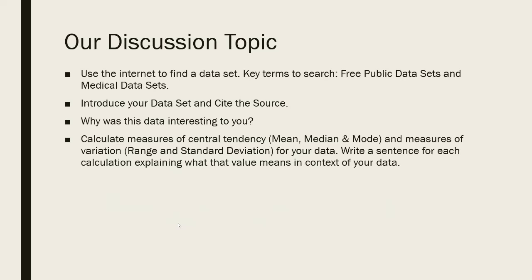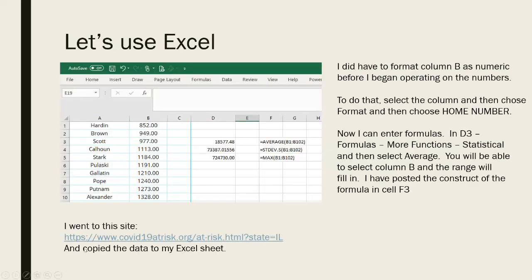I think I clicked on medical data sets, and then I selected a data set that was specific to the state of Illinois, which is where I live, and it was giving me the number of 65 or older citizens in each of the 102 counties. And I was interested in that because I'm part of that data set. And then I started to calculate some of the measures of central tendency, and I'm going to show you how to do that.